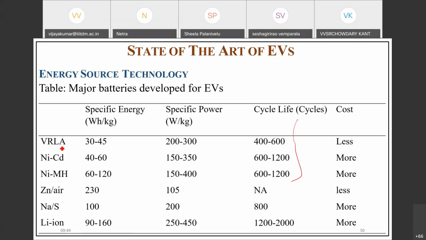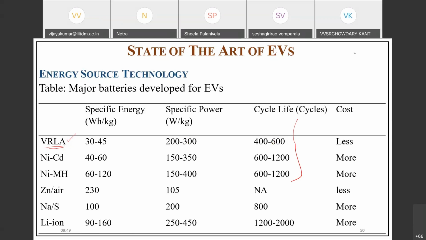Valve regulated lead acid batteries have an average life cycle, and when we come to the power density, again it's average. But cost wise, it's very cheap on the battery side. So when you say lead acid battery, it has less cost, and the power density and life cycle of the battery are medium. Whenever performance is okay with that battery, you can choose lead acid batteries.